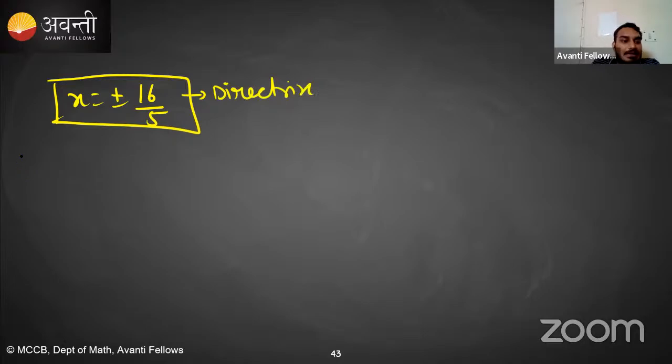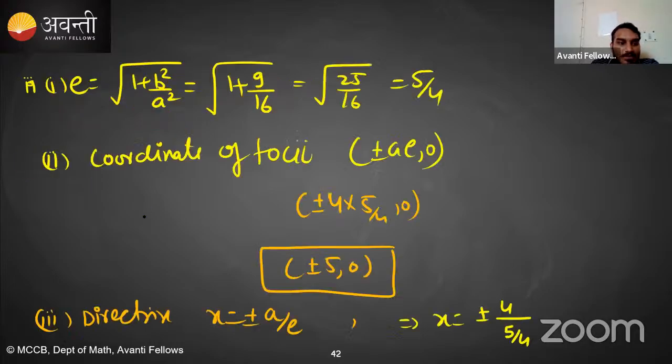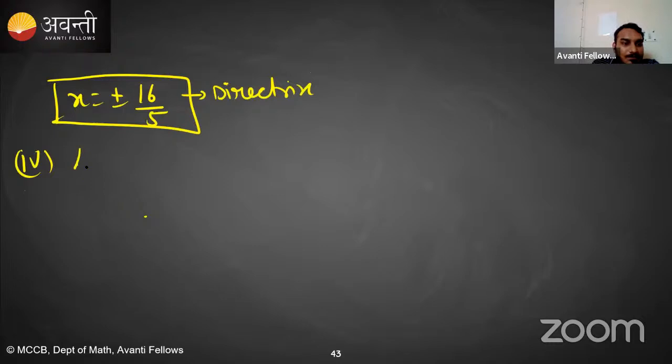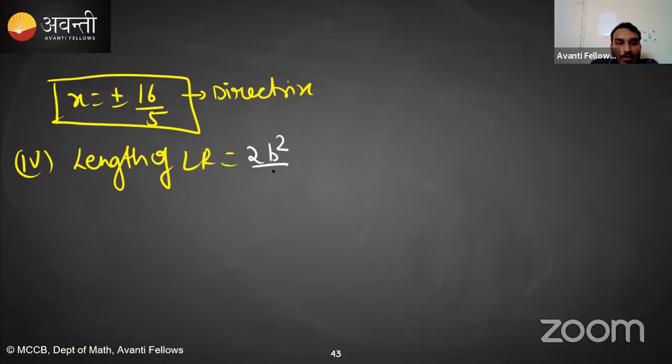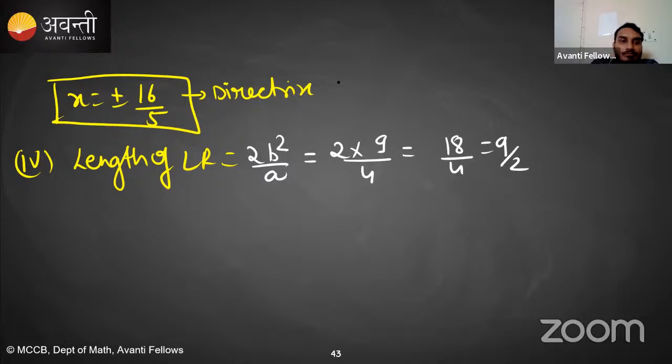Okay. If it is clear, then the last part is the length of latus rectum. What is the length of latus rectum? We have just discussed it: 2b square by a. Yes or no? Length of latus rectum is 2b square by a. 2 into b square, which is 9, and a is 4. So the length of latus rectum is 18 by 4, which means 9 by 2. Yes, very good. Clear everyone?